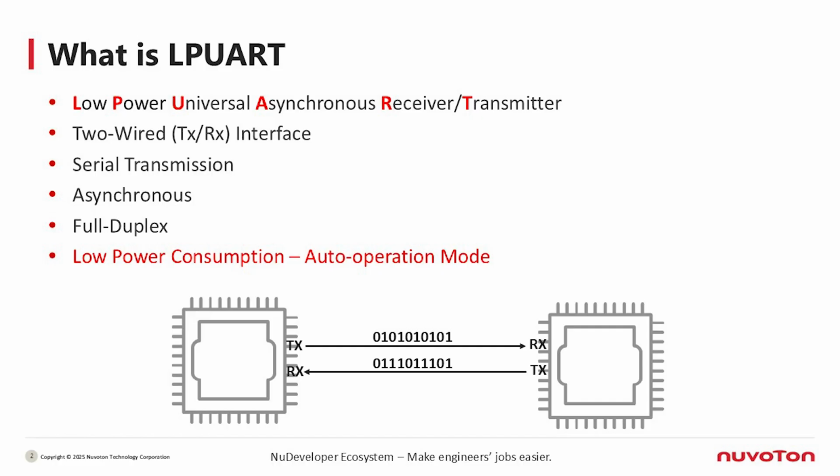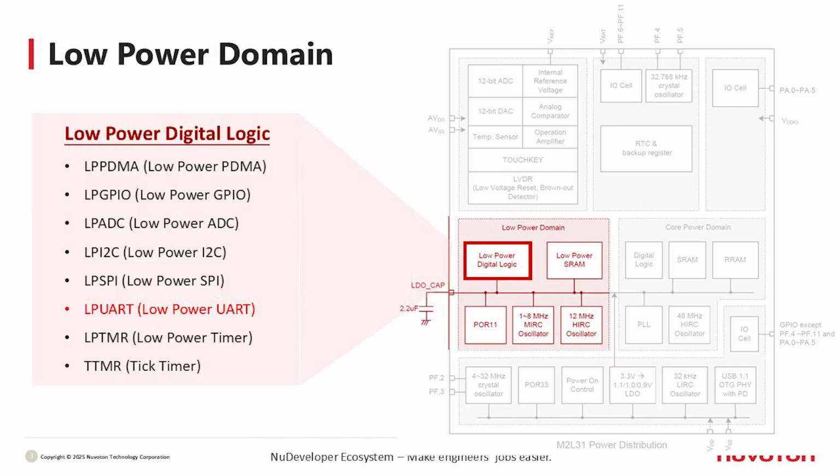In addition, Low Power UART supports a unique feature called Auto Operation Mode. With this mode, the M2L31 series can transmit and receive data within the low power domain without CPU involvement, achieving the most power-efficient and highly automated data handling mechanism. In the M2L31 series, the low power domain includes a dedicated peripheral called the Low Power UART.